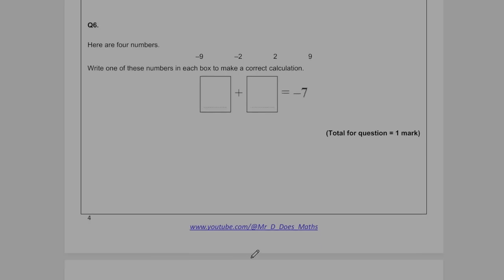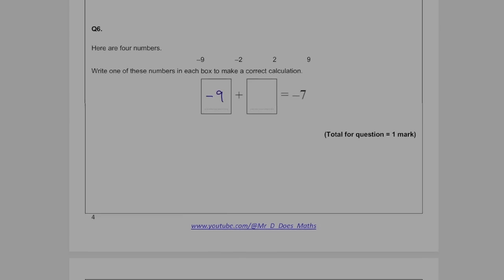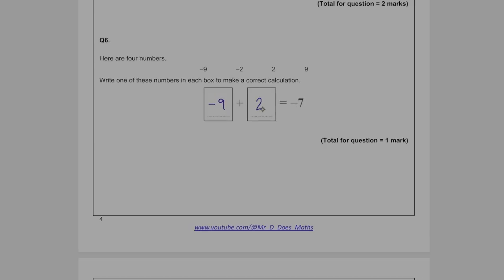Question 6. Here are 4 numbers. Write one of these numbers in each box to make the calculation correct. So blank plus blank equals -7. So if we look at the numbers, if we want to make -7, we're looking at -9 plus 2. And of course, I could have that the other way around.